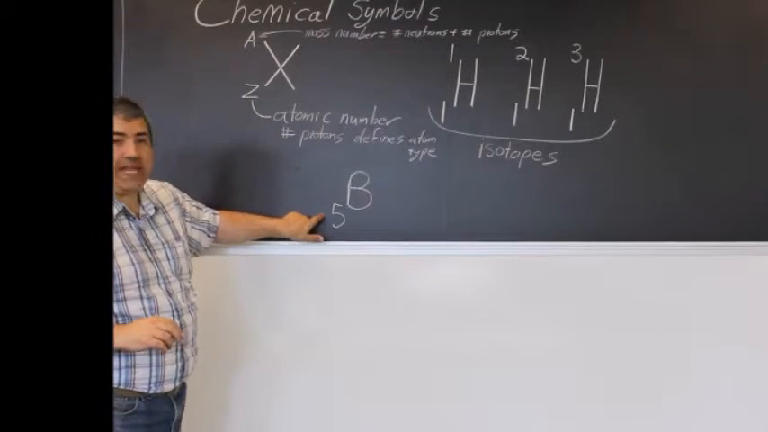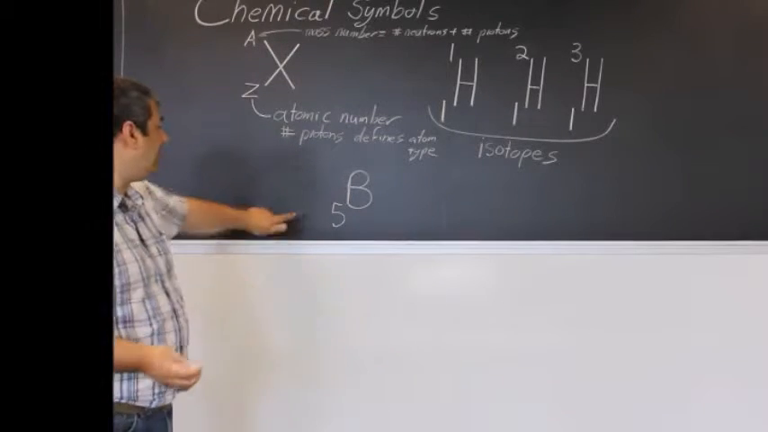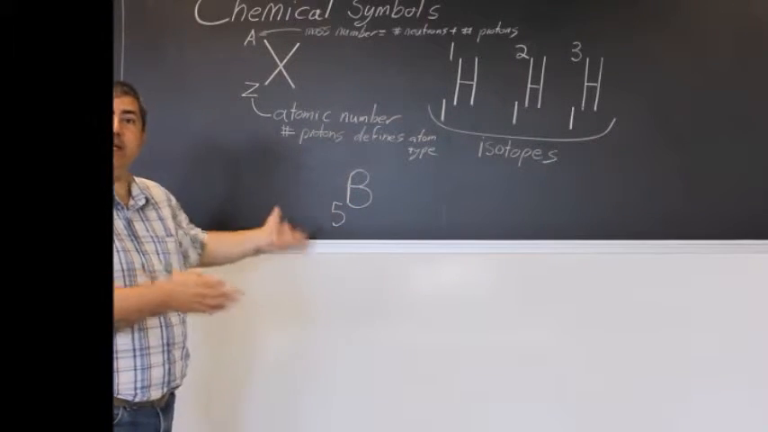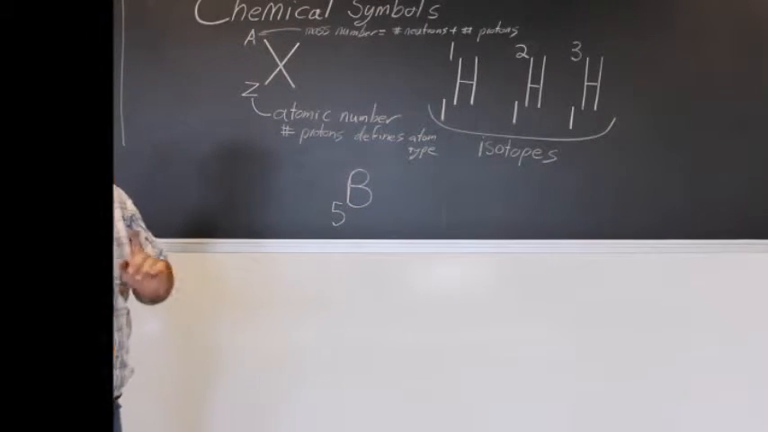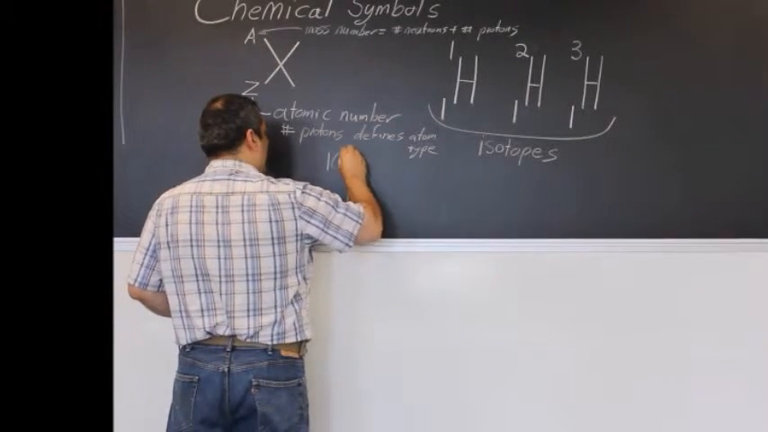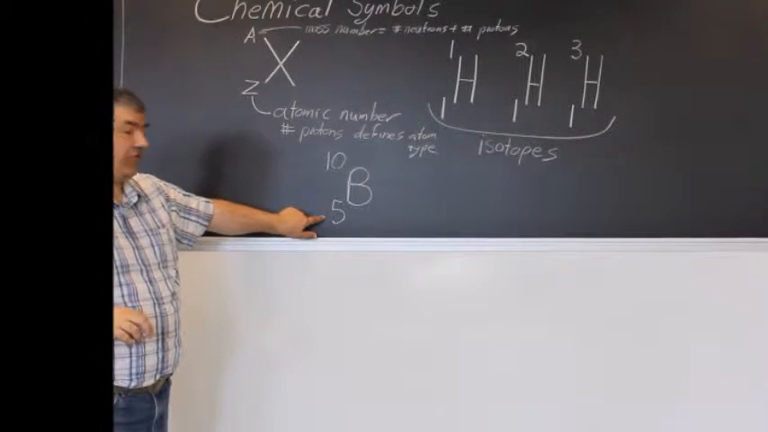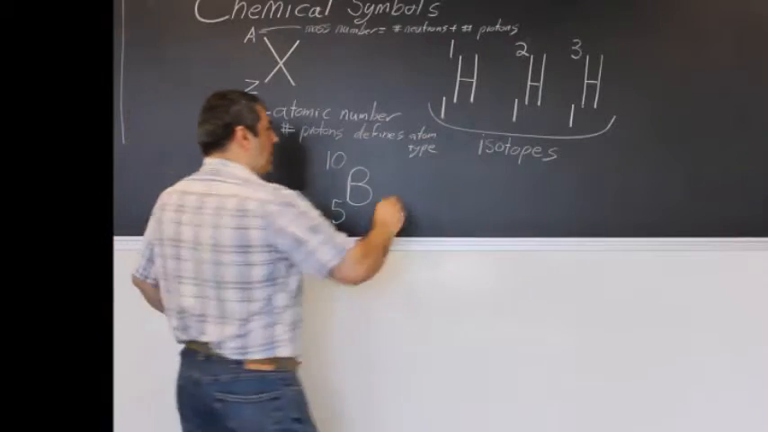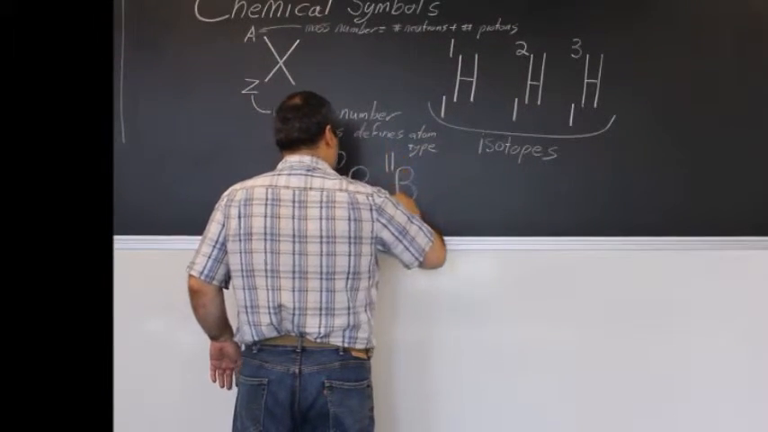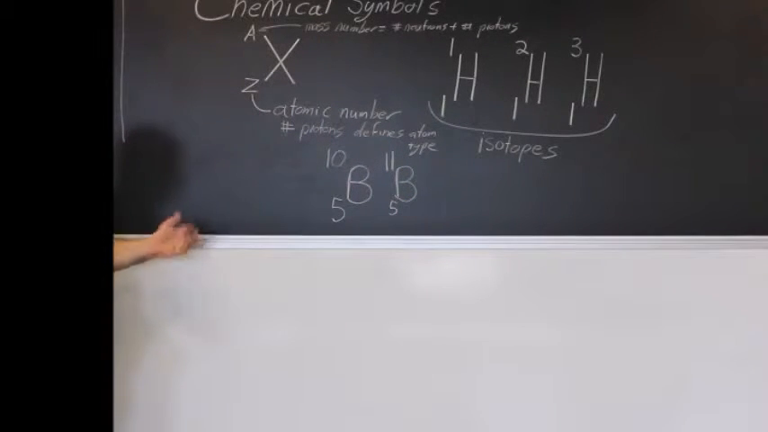So the Z is actually redundant. I'm sure a lot of you were thinking, well, why do I need to write 5? If it's boron, by definition, it has to be 5. And you're right, it is redundant. But now what is not redundant is which isotope. Are we talking about B10, which has 5 protons, therefore it must have 5 neutrons, or possibly B11, which has 5 protons but 6 neutrons, right, if we're counting them up.